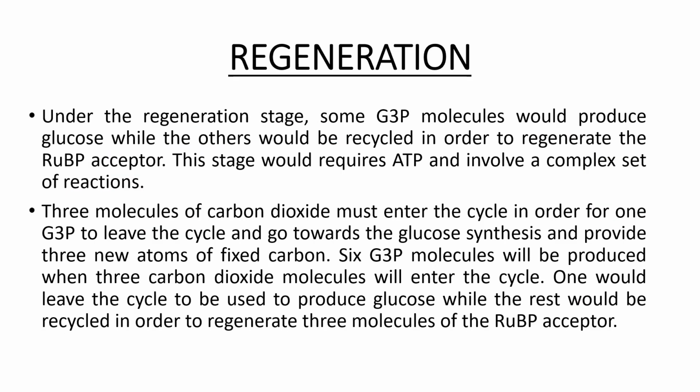Then comes the regeneration stage. What happens in regeneration is that some G3P molecules produce glucose while the others are recycled in order to generate the RuBP acceptors. In the first slide of carboxylation we have seen what the RuBP acceptors are. Then this stage would require ATP. So this stage would require energy, and it involves a very complex set of reactions. So this is the regeneration stage.